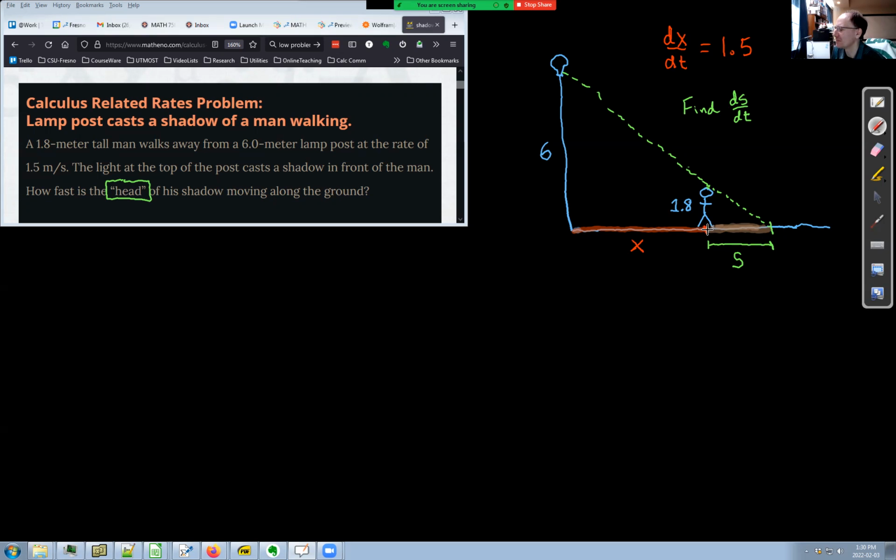So if you're finding the rate of change of the length of the shadow, then you're accounting for both the base of the shadow and the head of the shadow, because you want to find how fast the length of the shadow is changing. But if you just want to find the rate of change of the head of the shadow, then you don't really care about the base of the shadow. All you care about is the head of the shadow.